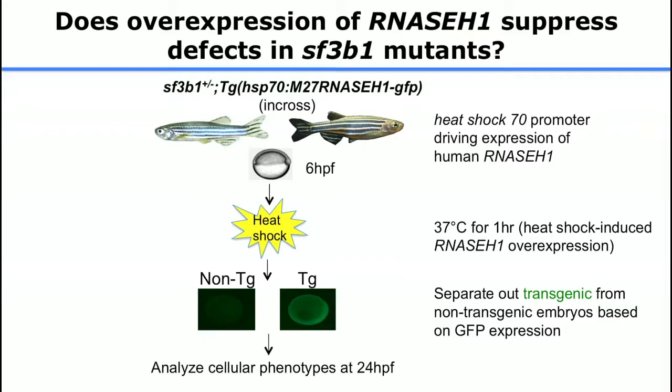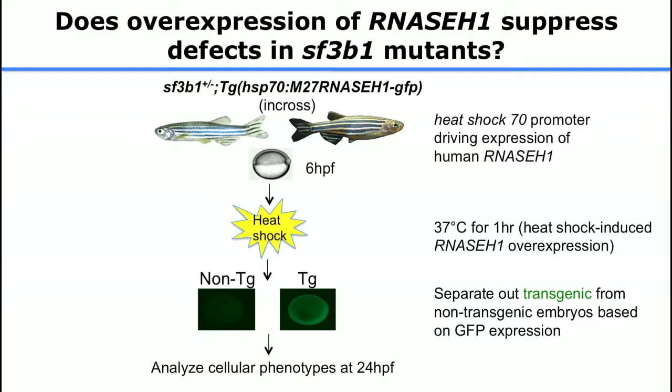So what we did is generate Sf3b1 heterozygous animals that express this construct, which has a heat shock inducible promoter. All we do is heat up the developing zebrafish to 37 degrees. Normally they're grown at 28, and this will induce a heat shock response. This promoter then turns on the expression of RNase H1, which is fused to GFP, so we can visualize the animals that have the transgene versus those that don't.